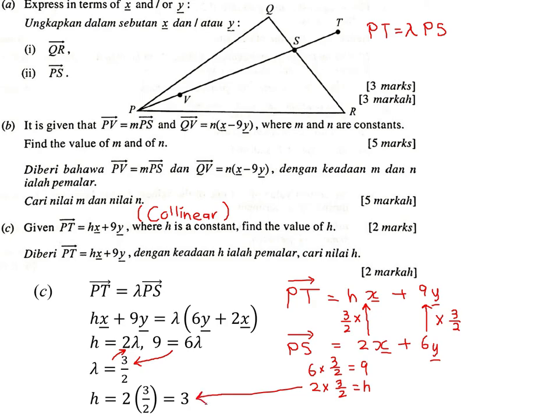So 1 mark will be given once you compare. 1 mark, of course, your final answer. If you are using the second method here, 1 mark will be given, of course, when you multiply the 2 with 3 over 2. 1 mark is the answer.